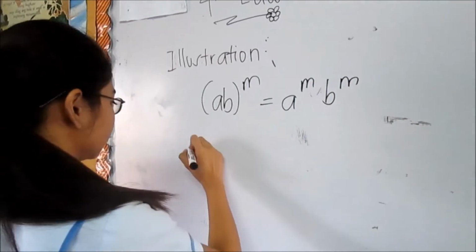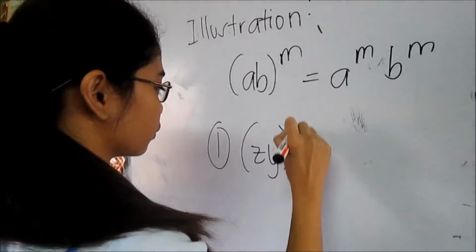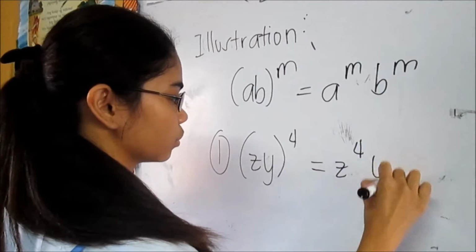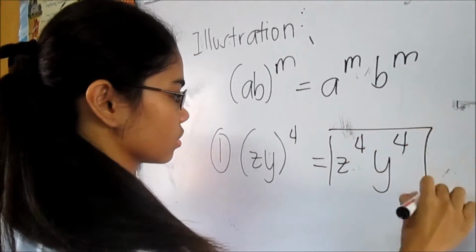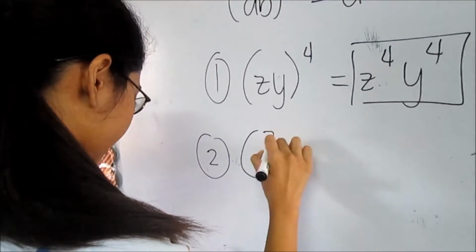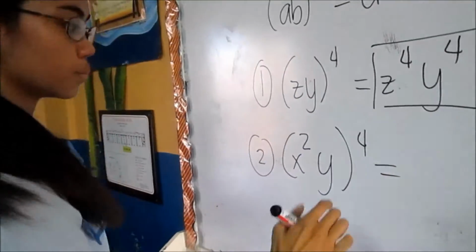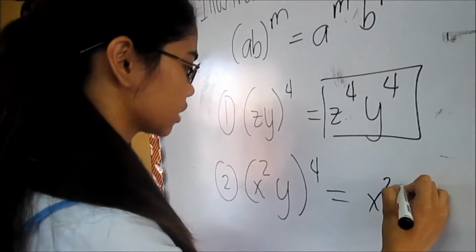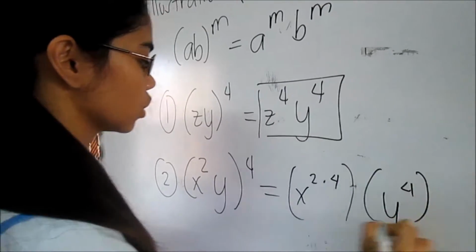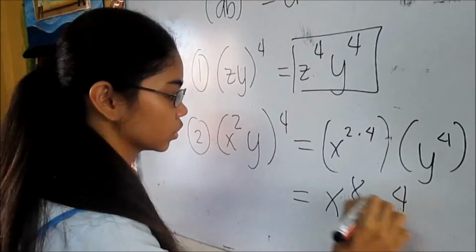For example, zy is raised to 4, which is equal to z to the fourth and y to the fourth. Number 2, x squared y is raised to 4. It is equal to x squared times 4 times y to the fourth. So it is equal to x raised to 8 and y raised to 4.